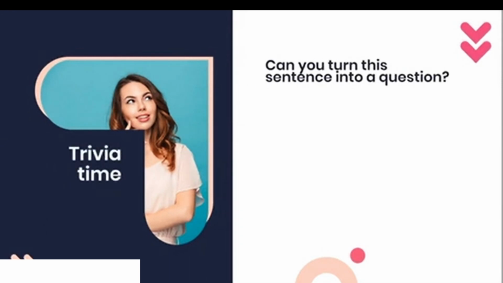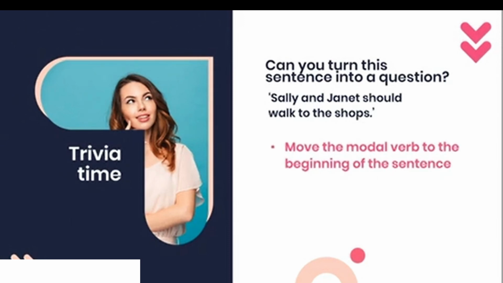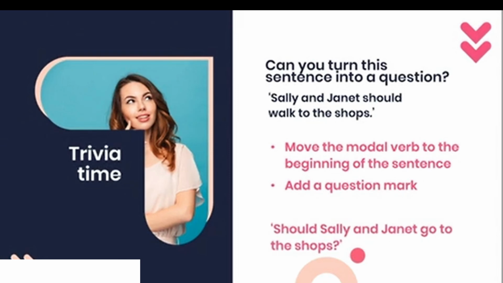It's trivia time again. Can you turn this sentence into a question? Sally and Janet should walk to the shops. What is this sentence in question form? Well, it's quite simple. All you need to do is move the modal verb to the front of the sentence and then add a question mark to the end of the sentence. Should Sally and Janet go to the shops?